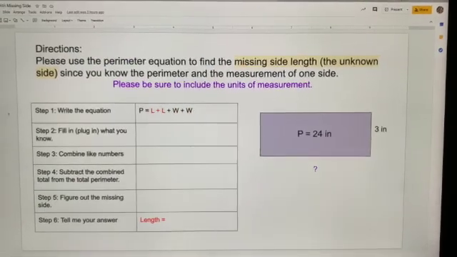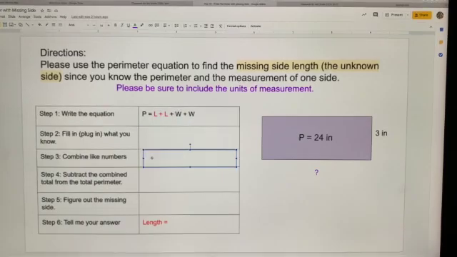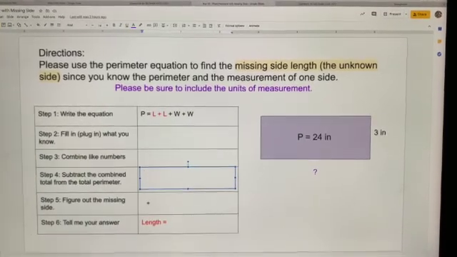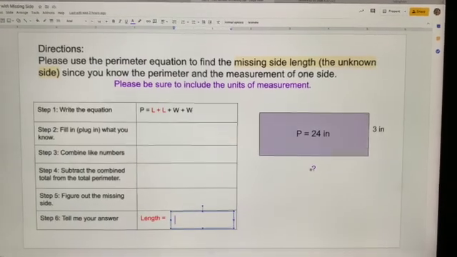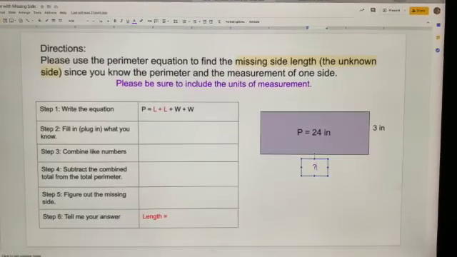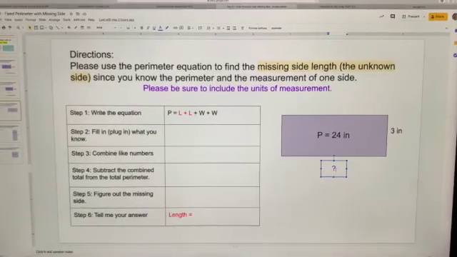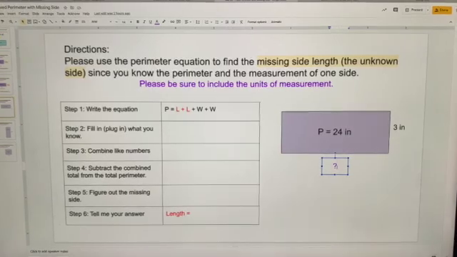Your page looks like this. You are going to fill in each one of these spaces what you need to, and then you're going to give me your final answer down here. You also have to put your question mark over here. All right. If you have any questions, please feel free to message us.